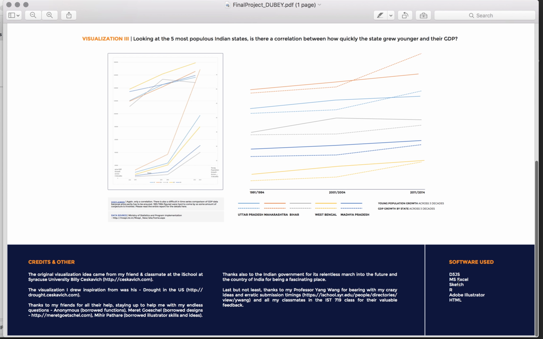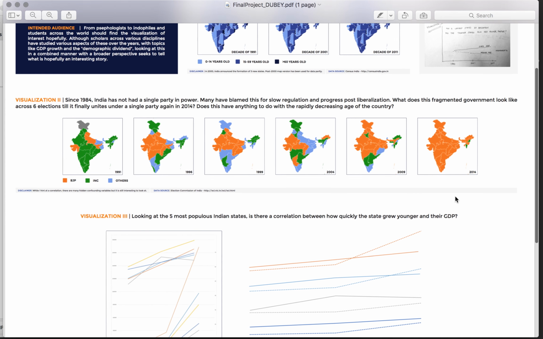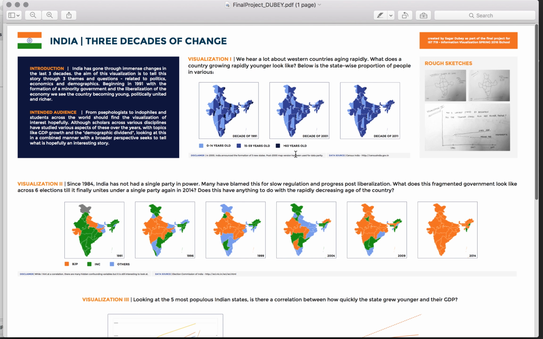Here's the list of the software that I used. We used D3JS by Mike Bostock, formerly of the New York Times, Microsoft Excel, Sketch, R, Illustrator, and HTML to render the final website. Now for the most exciting part, which is the dynamic visualization, for which I will go to my browser.